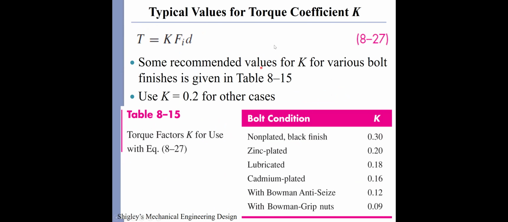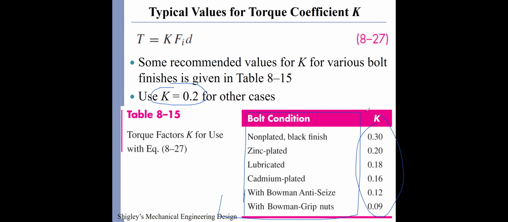Okay, so there are some recommended values for K. These K values are evaluated from experiments, and we list a table for each case, each condition, with its corresponding K value. Usually we define K equals 0.2. Each different condition has its corresponding K value.